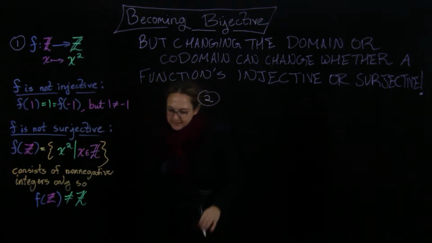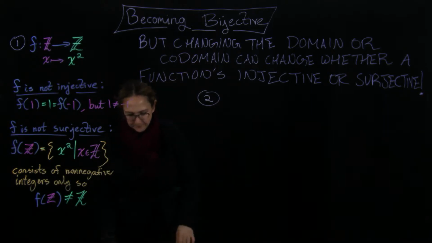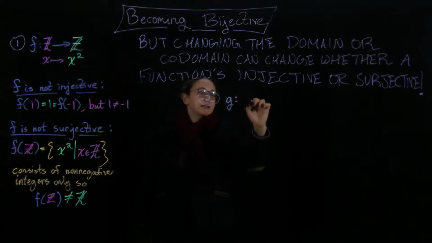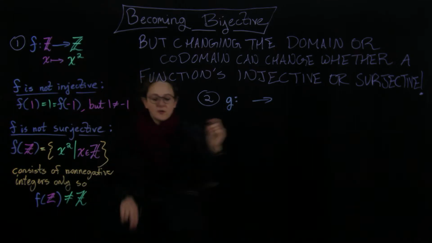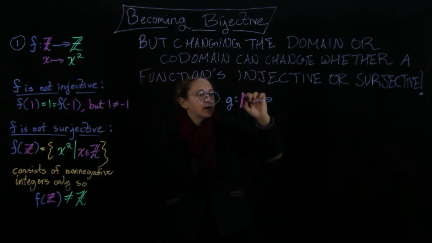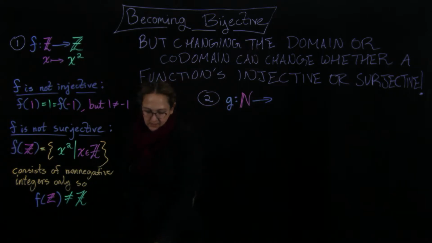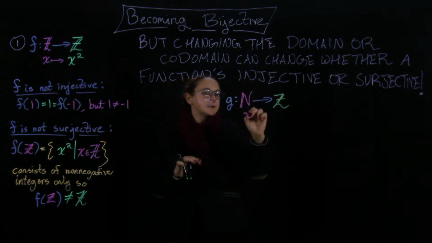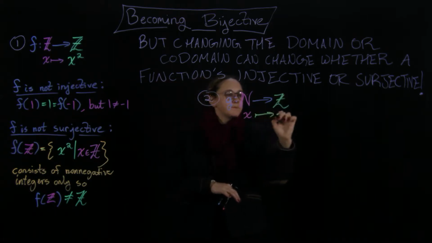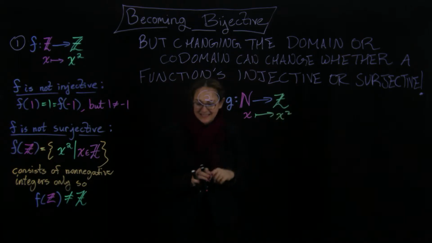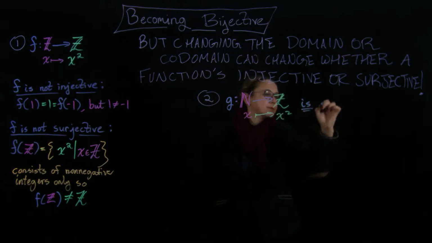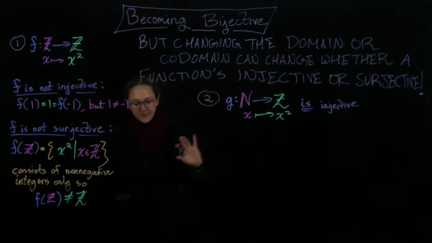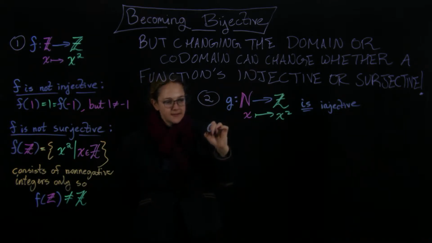So here's what we're going to do next. Let's take g. If I want to make it injective, I can alter my domain and have it be the natural numbers going to the integers. It's otherwise the same function, so I'm still sending x to x squared. So this is injective. How do we know this?